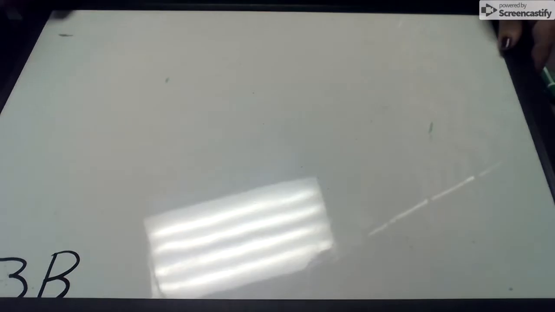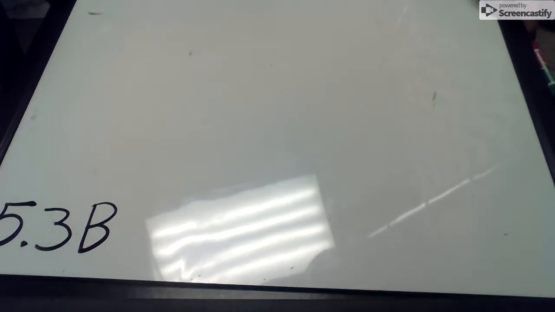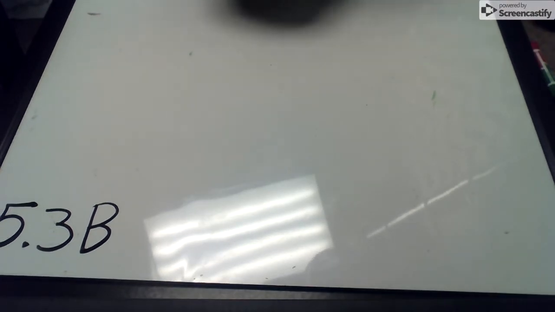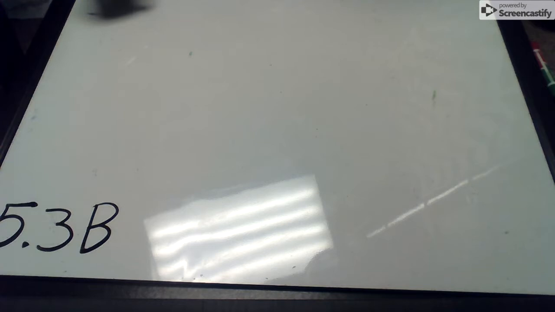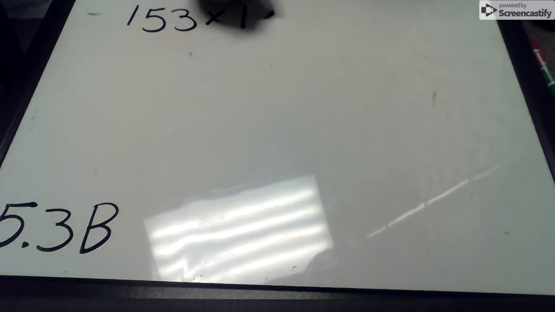Okay, so we're going to be doing 5.3b, which is multiplying 3-digit by 2-digit numbers. I'm going to show you a couple of ways. The first one I'm going to use is estimation, which if you had 153 times 19, and I wanted to use estimation.